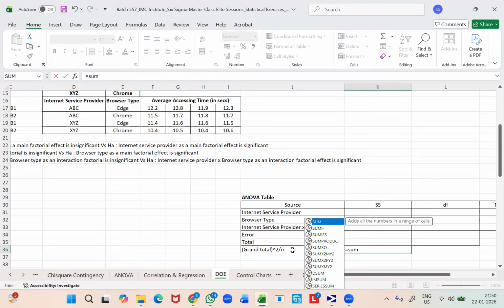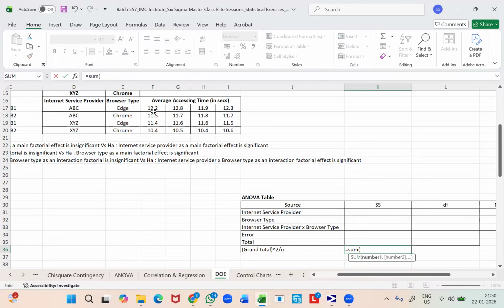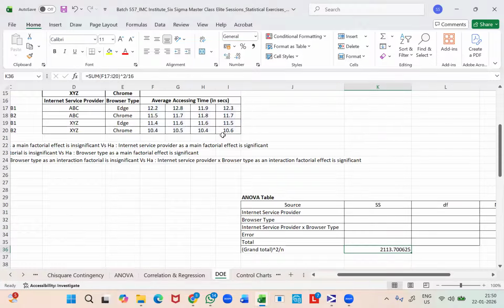So this will be the sum of all these data points squared, divided by how many data points we have in total. So 4 per treatment combination. So 4 treatment combinations are there. 4 into 4, 16 data points are there. So just keep it aside. We will use it for calculating the sum of squares.